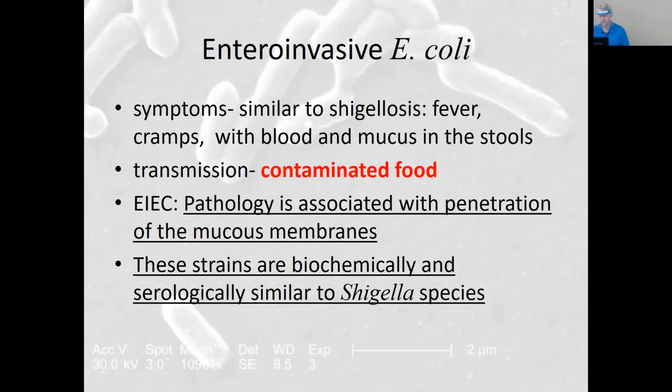Number 2 is our enteroinvasive E. coli. And this is similar to shigellosis infection, where we get fever, cramps, and blood, mucus in the stool. So a bloody, mucousy stool gets transported, I guess you would say, to the lab. And it's from contaminated food.